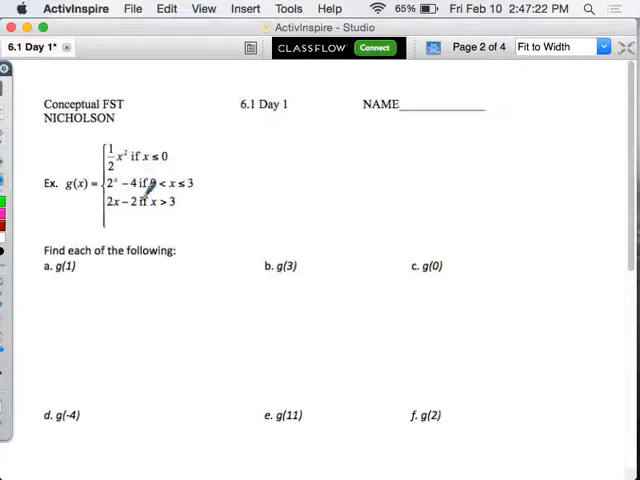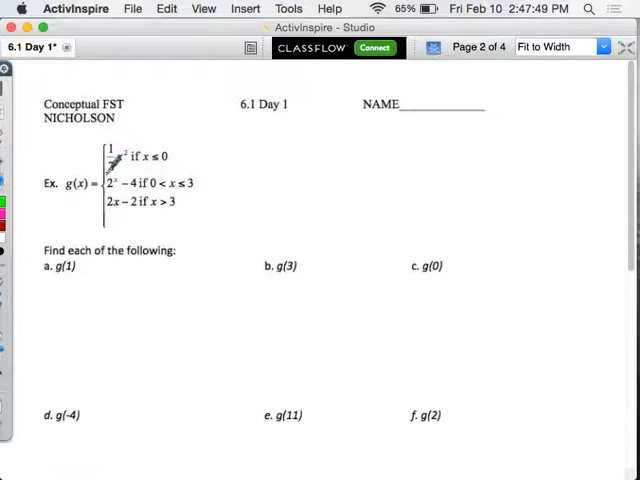Okay, so find g of 1. So we need to figure out which of these 3 equations we should plug it into. Is 1 less than or equal to 0? The answer is no. So don't plug it in there. Is 1 greater than 0 but less than or equal to 3? So is 1 between 0 and 3? Yes. So we will be plugging it into this second equation.